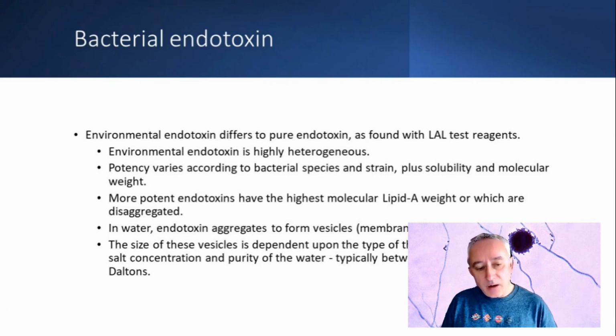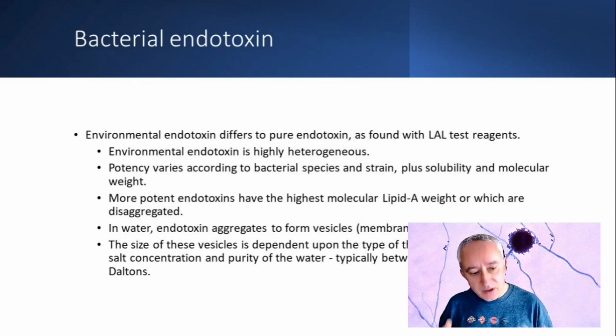Another thing about endotoxin is that the environmental endotoxin produced by gram-negative bacteria is highly heterogeneous. The potency varies by bacterial species and strain, and there are also variations in solubility and molecular weight. The more potent endotoxins are those of the highest molecular lipid A weight and those that are most disaggregated.